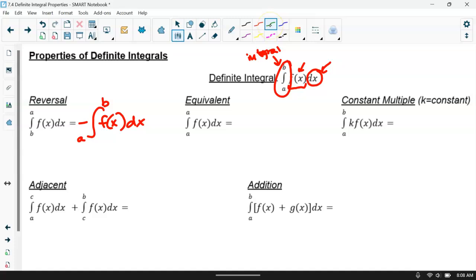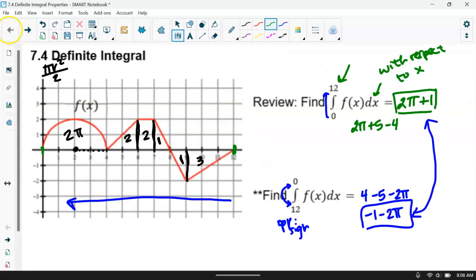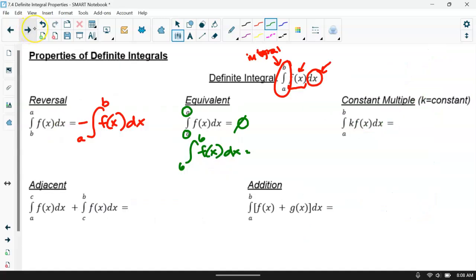Another property is our equivalent. Notice how it stays the same, a to a. So if I want to know what is the integral here, then that value is just 0. Because if you think about it, let's say we're going to focus on 6 to 6 of our function with respect to x. So if I say 6 to 6, well, this is 6 to 6 itself. Is there any area? Did we make any figure here? Or are we finding any area under the function? No.